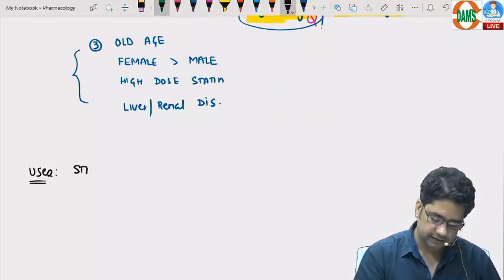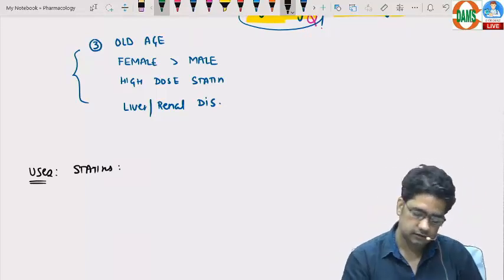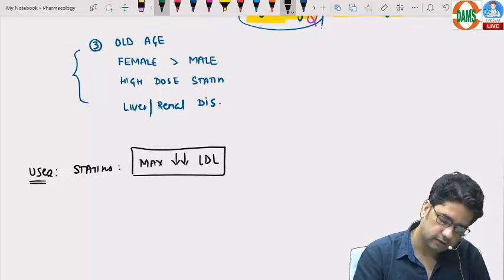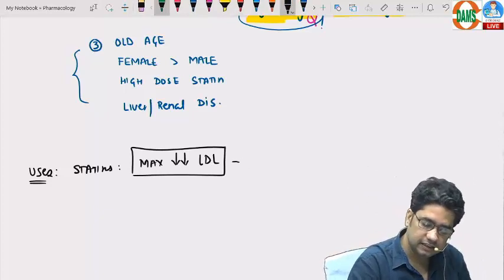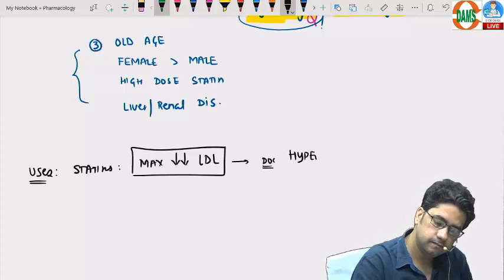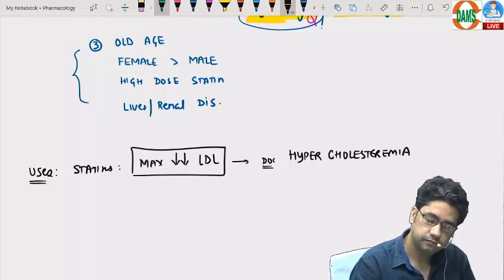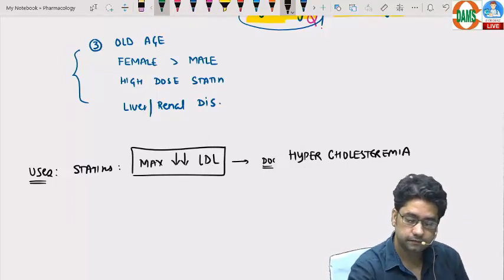Uses of statin. So you'll write statins. Among all hypolipidemic drugs, they cause maximum decrease in LDL level. Hence, statins are the drug of choice for hypercholesteremia. You know that LDL carries cholesterol. Now, what are the causes of hypercholesteremia? We will write that part.